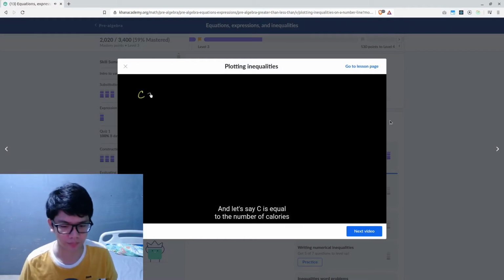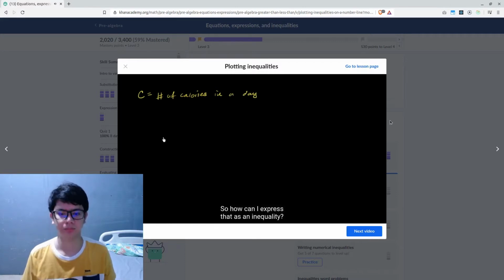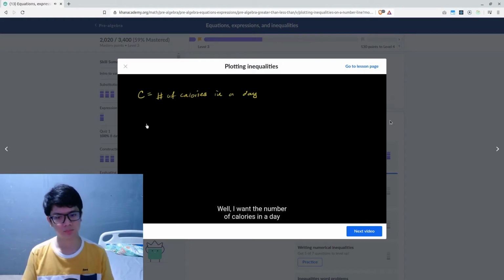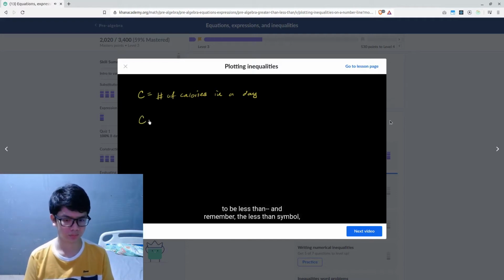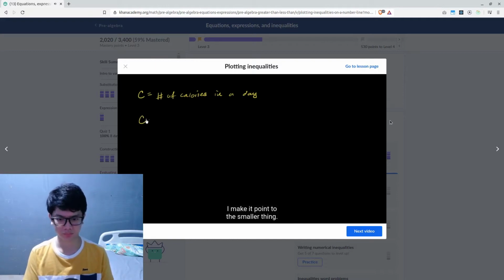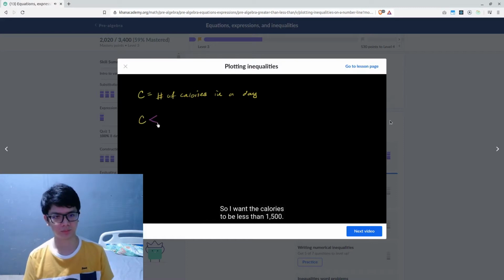Let's say I'm going to take a little bit more care of my health, and I start counting my actual calories. Let's say C is equal to the number of calories I eat in a given day. And I want to lose some weight, so in particular I want to eat less than 1,500 calories in a day. So how can I express that as an inequality? Well, I want the number of calories in a day to be less than, and remember the less than symbol, I make it point to the smaller thing. So I want the calories to be less than 1,500.